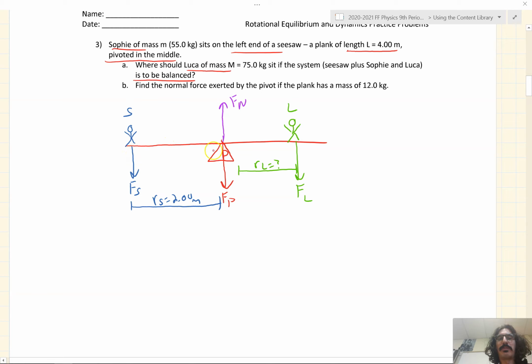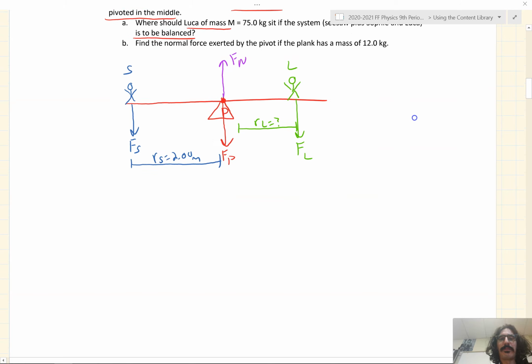And then the question is, what about the plank? Well, what we're going to do is use the center of mass of the plank. And the center of mass of the plank is right in the middle, which is at the point of rotation. So let's set up the net torque formula of all the torques acting on the system. So the net torque is going to equal, the only upwards torque is the normal force, and then minus the torque of Sophie, minus the torque of Luca, and minus the torque of the plank.